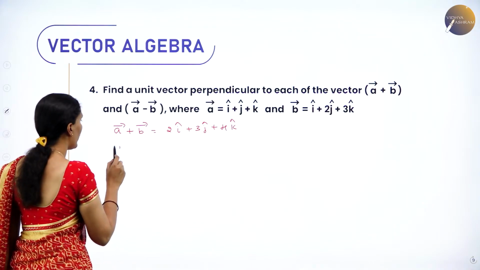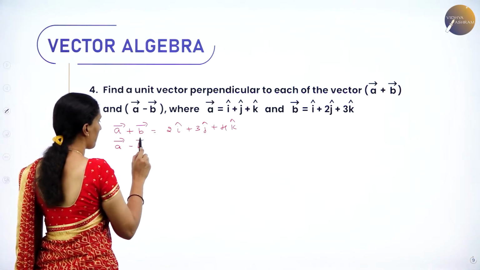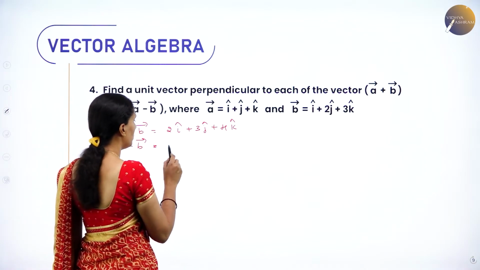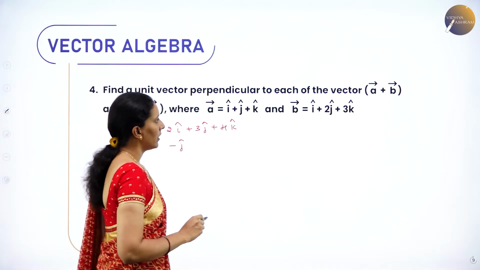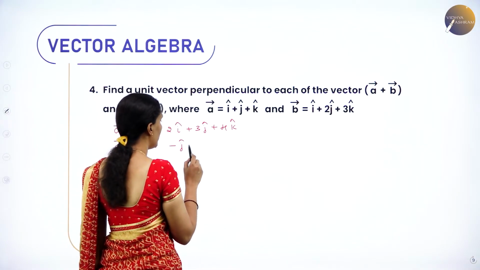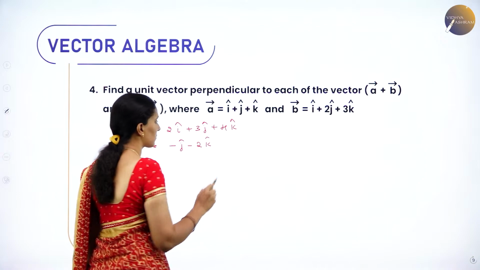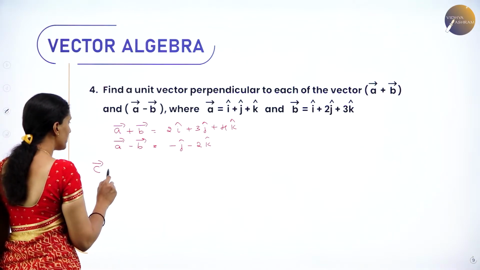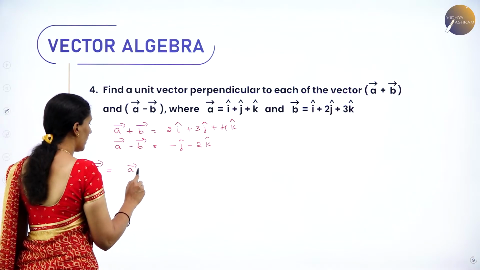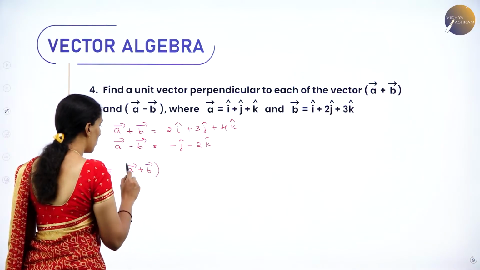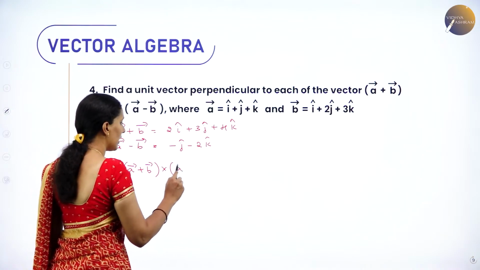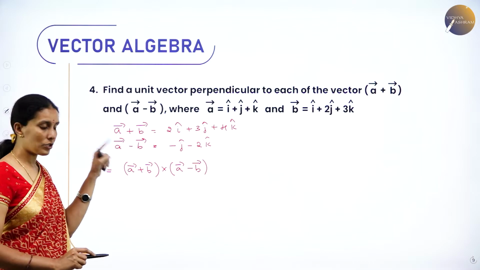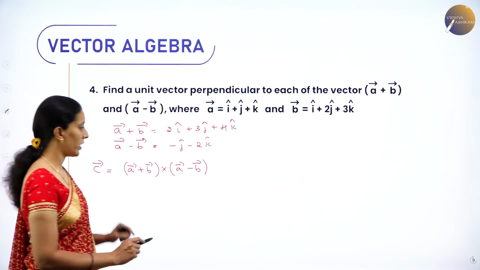Next we will take vector A minus vector B. 1 minus 1, 0. 1 minus 2, minus j. Next, 1 minus 3, minus 2k. Now let me take vector C, which is nothing but A plus B cross A minus B. We are taking the cross product of these two vectors, which is again one more new vector.